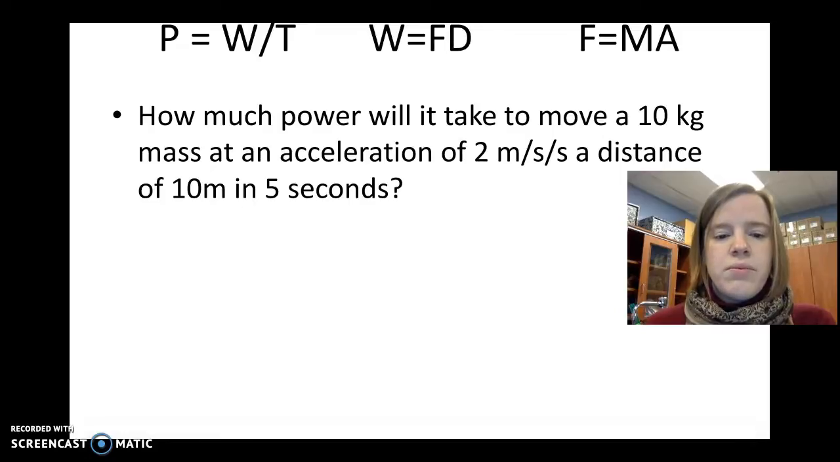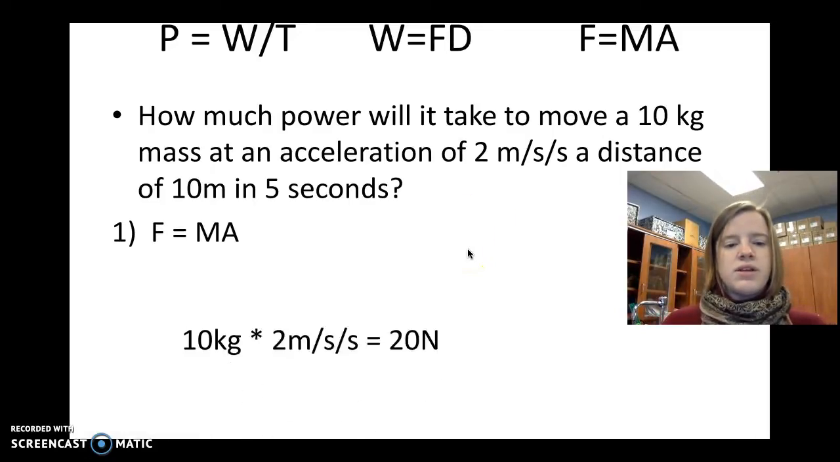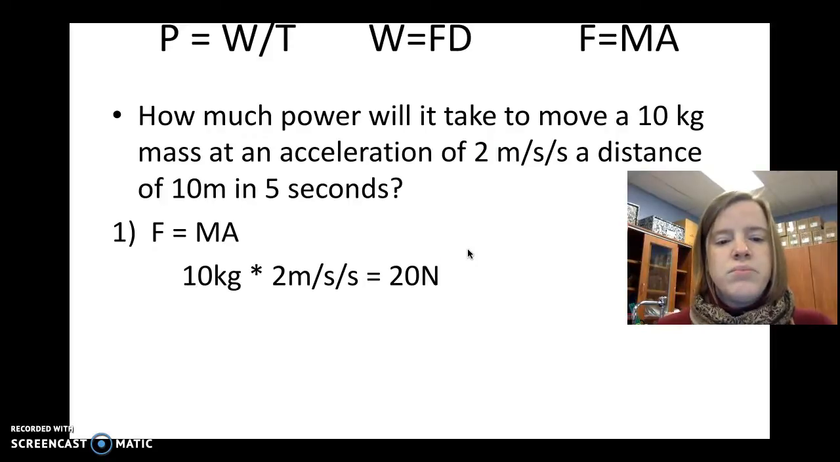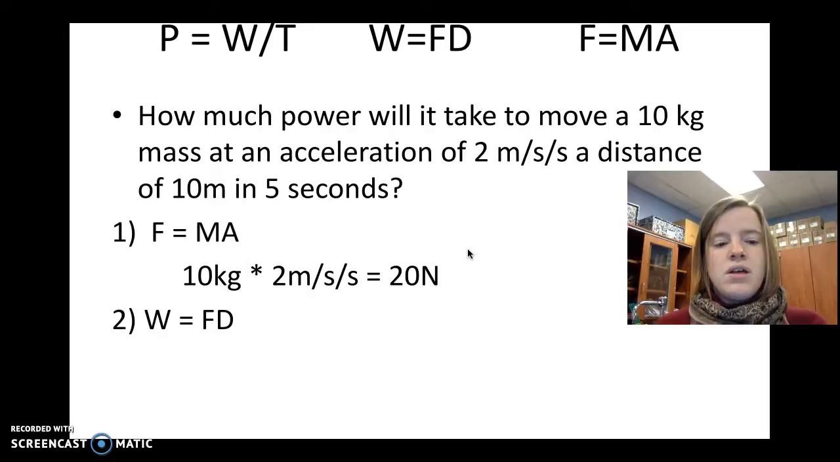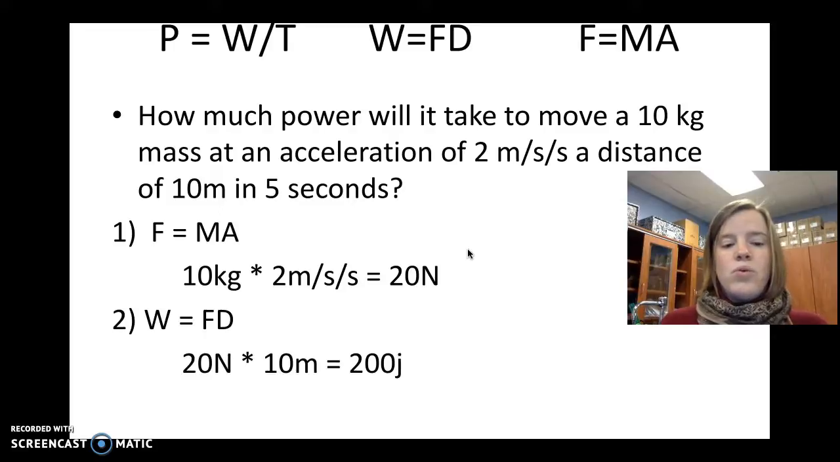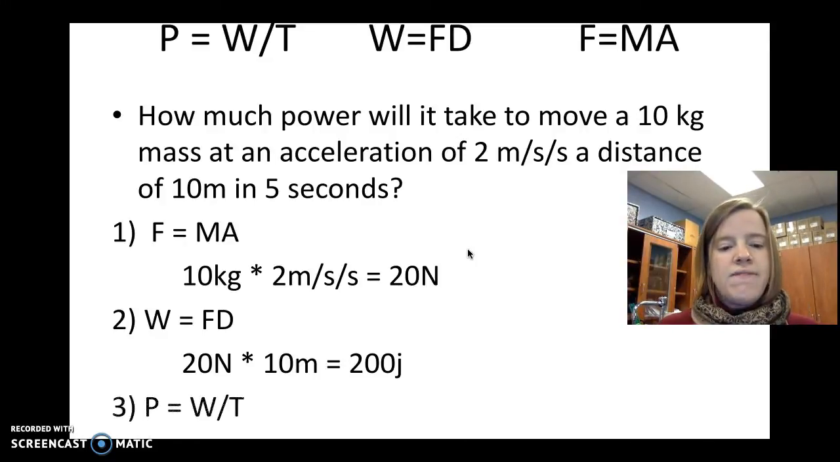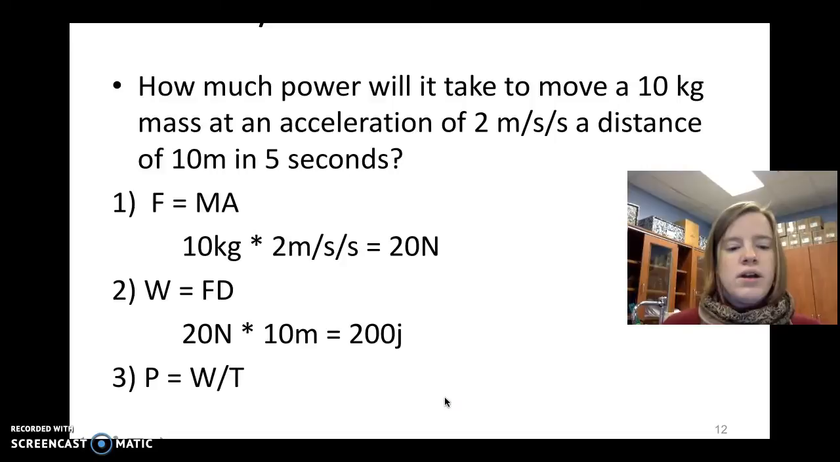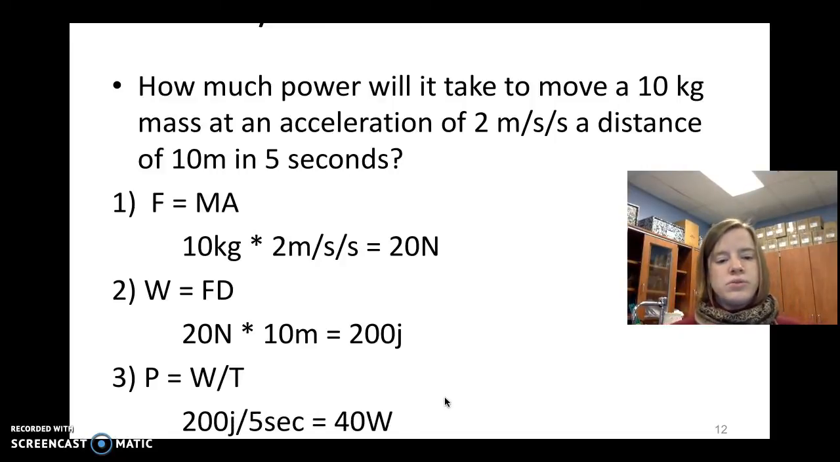So first step we do here, force equals mass times acceleration. 10 kilograms times 2 meters per second squared is 20 newtons. So that is our force. Substituting in force in our work formula, work is force, which is our 20 newtons, times 10 meters, which is our distance, is 200 joules. And then finally, our power. Power is work over time. 200 joules, which we just figured out, over the 5 seconds, is 40 watts.